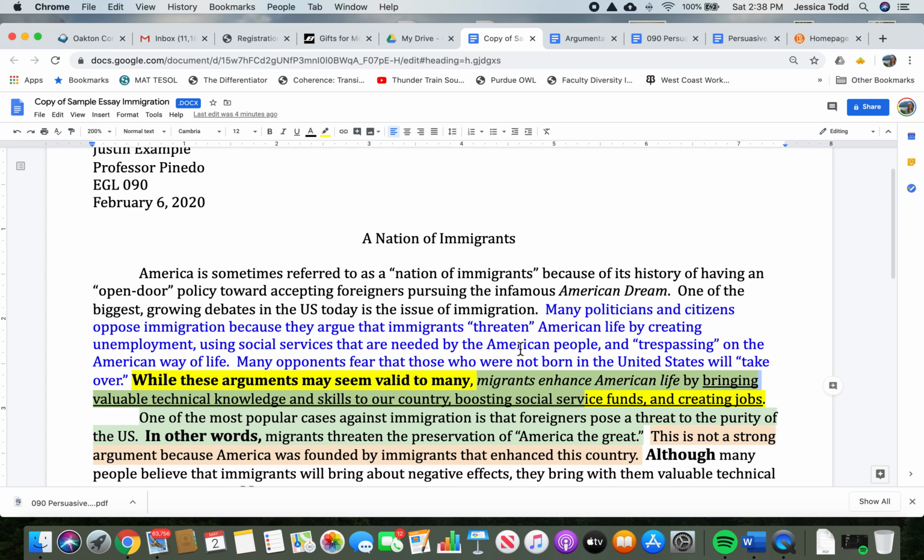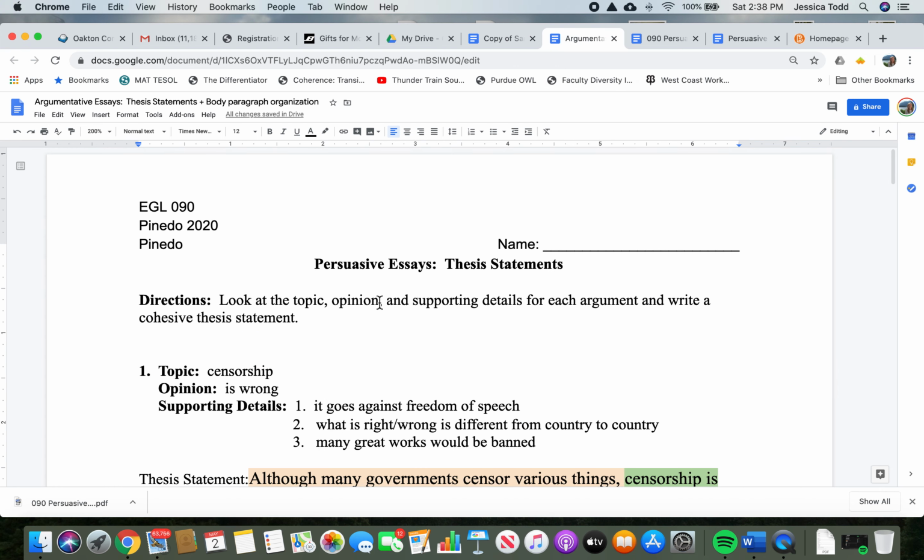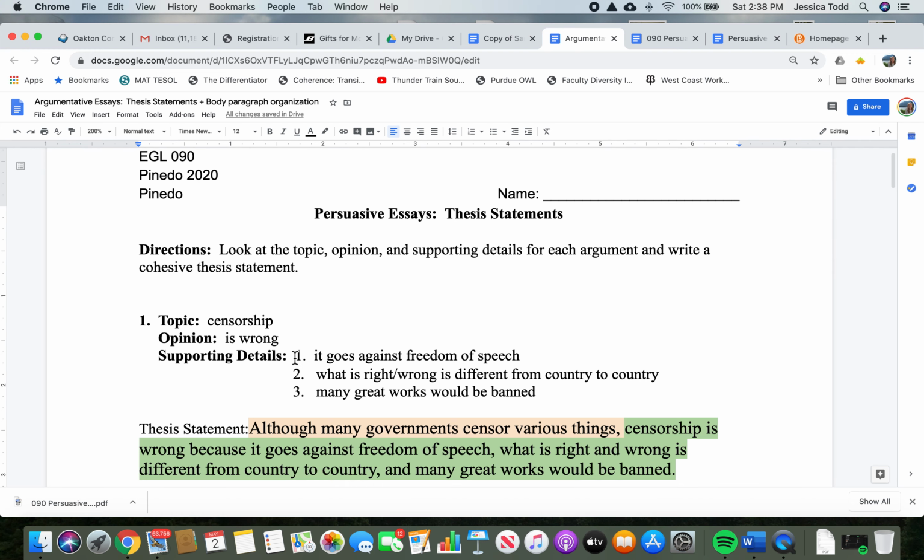And we're going to do the same thing in this worksheet. So for this assignment, we're going to look a little bit more closely at thesis statements, and we're going to use some ideas that are already planned for us to write our own. So the directions say, look at the topic, the opinion, and the supporting details for each argument and write a cohesive thesis statement. Cohesive means that it fits together, it's smooth, and it makes sense.